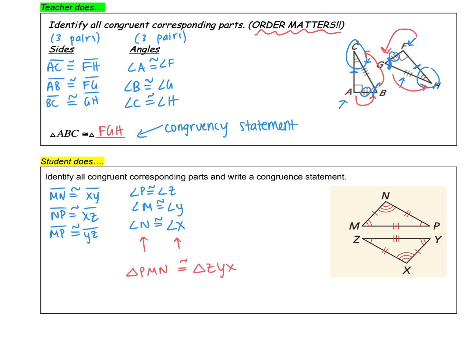That is not the only possibility. I want to be very clear on that. If you chose a different order, like maybe I chose MPN instead, how would I have to change this second triangle? YZX. Yeah, just follow the same pattern. MPN, okay, YZX. How do we feel about this? We feel okay?